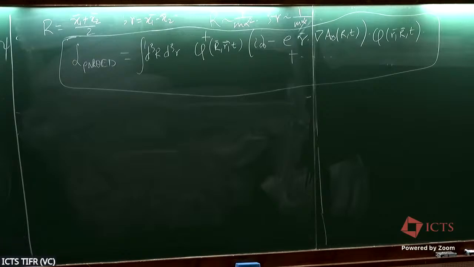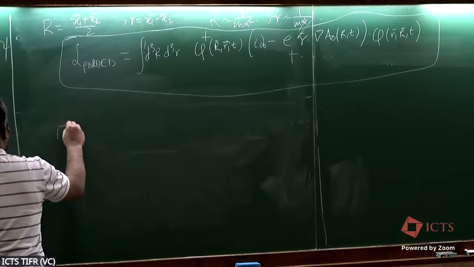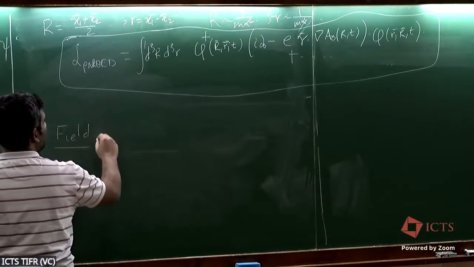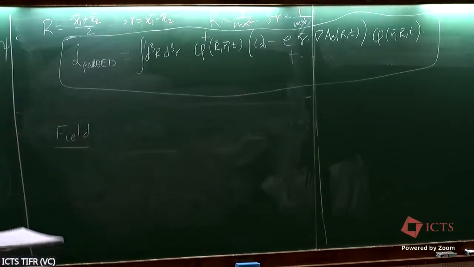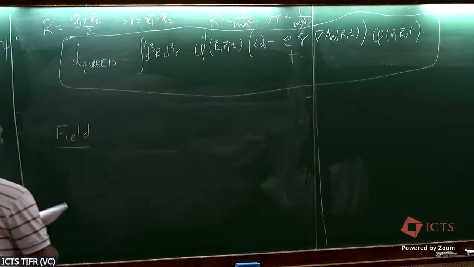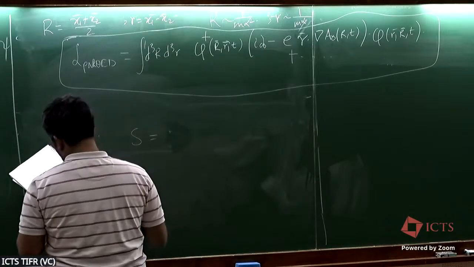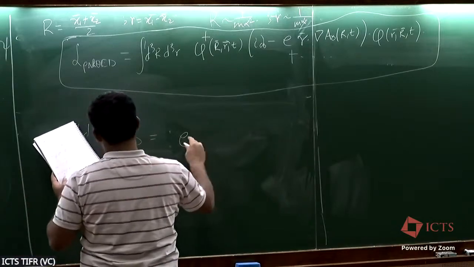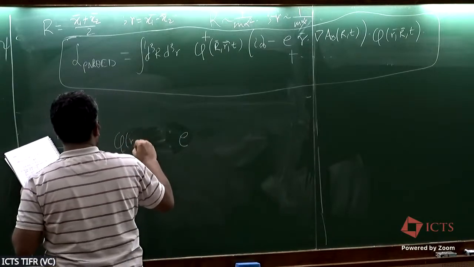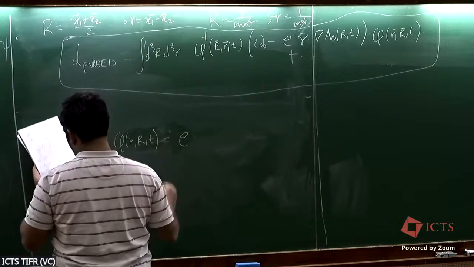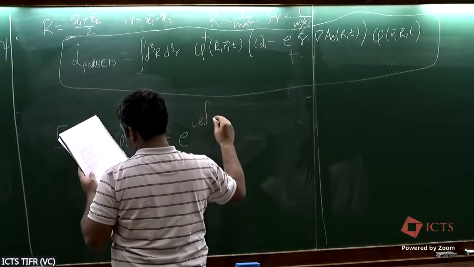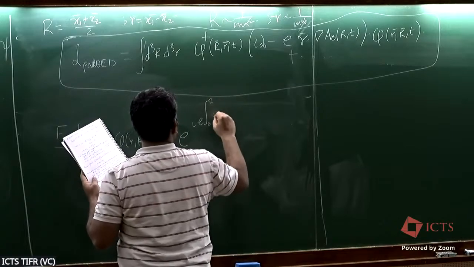So let me define a field redefinition. I want to express this in terms of a gauge singlet such that I can manifest the gauge invariance in the multipole expansion. So field redefinition, I define a singlet field, which is phi R r T, S.